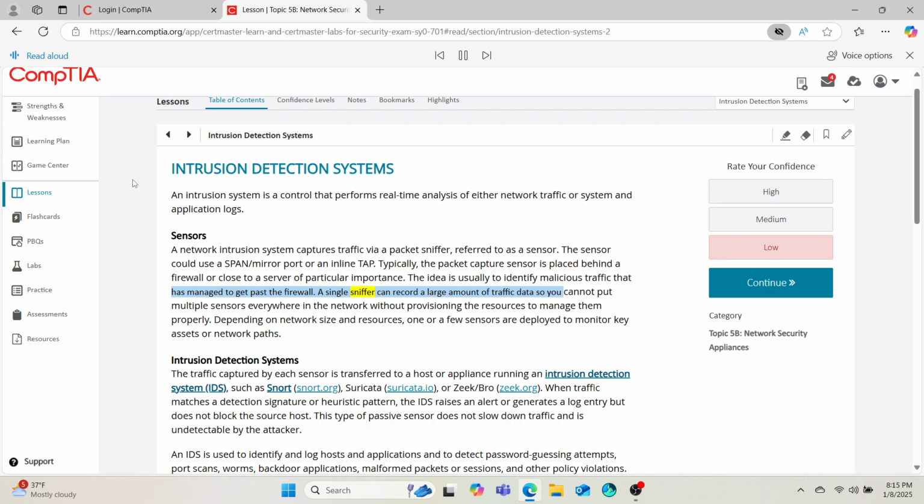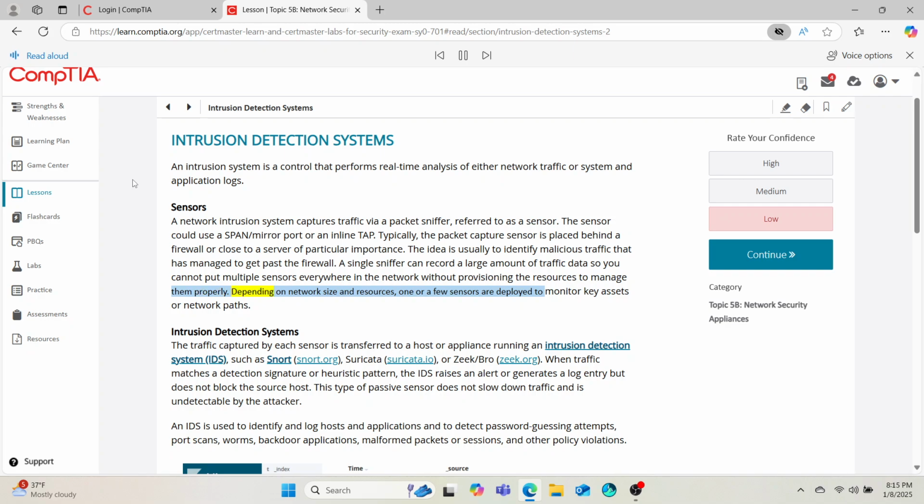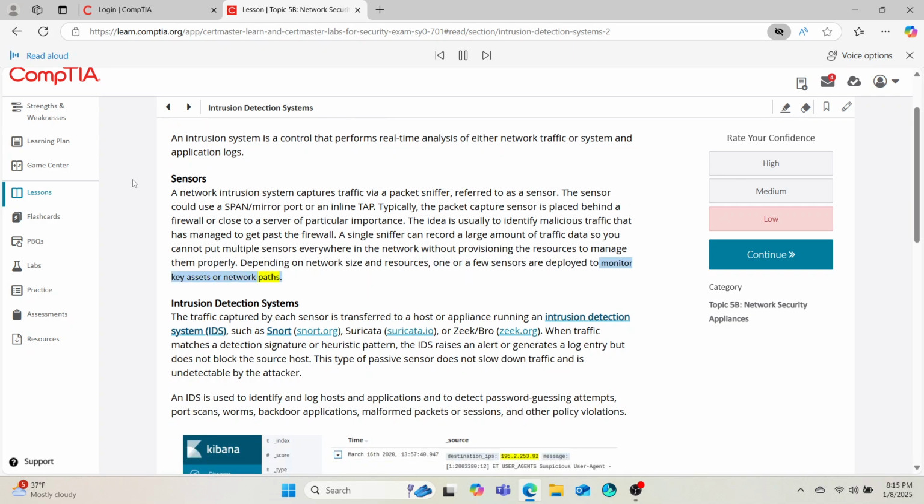A single sniffer can record a large amount of traffic data, so you cannot put multiple sensors everywhere in the network without provisioning the resources to manage them properly. Depending on network size and resources, one or a few sensors are deployed to monitor key assets or network paths.